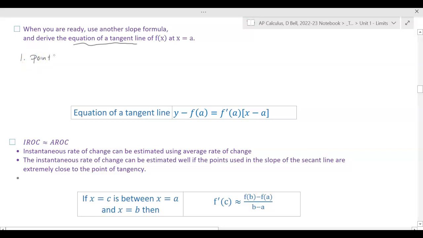Well, the point is x equals a. Therefore, y is going to equal f of a. The slope, usually denoted as m, the calculus notation is f prime at a.